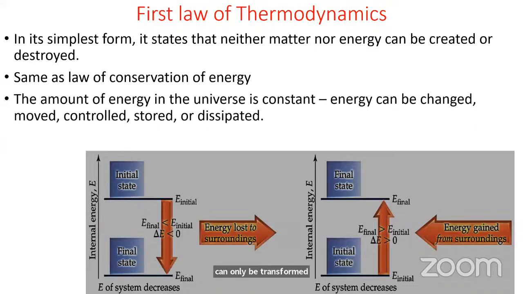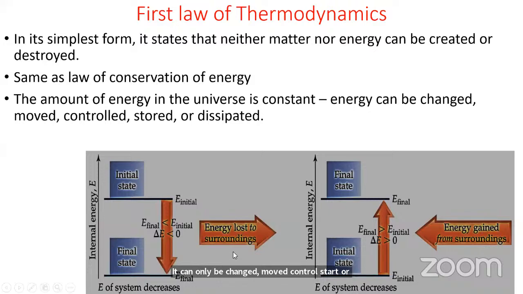Again, the amount of energy in the universe is constant. So because it's constant, you cannot add, you cannot remove. God has already put it there. The only thing is that we can now, because we are chemists, convert it from one form to another. So the amount of energy in the universe is constant. It is very, very important that you know this. It can only be changed, moved, controlled, stored, or dissipated.